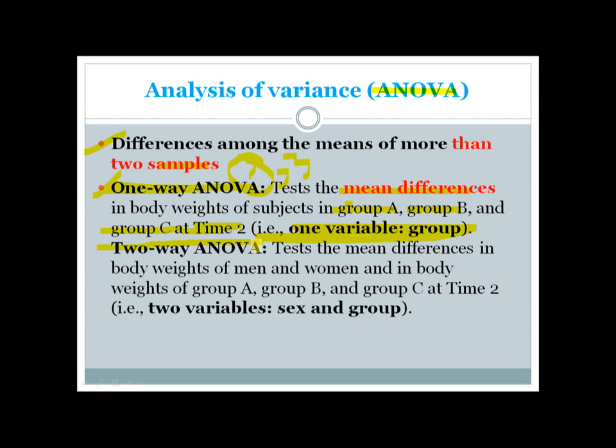Two-way ANOVA is when you have two variables. Suppose you are testing the mean differences in body weights of men and women. This is one variable, which is sex, and the difference in body weights of Group A, B and C is another variable, which is group. So you are working with two variables. One variable is sex, another variable is group, and that's why it's called a two-way ANOVA.